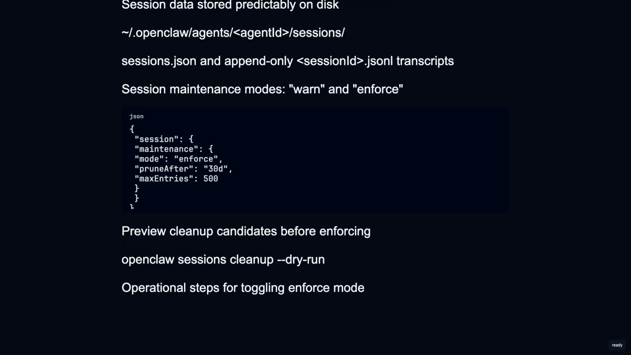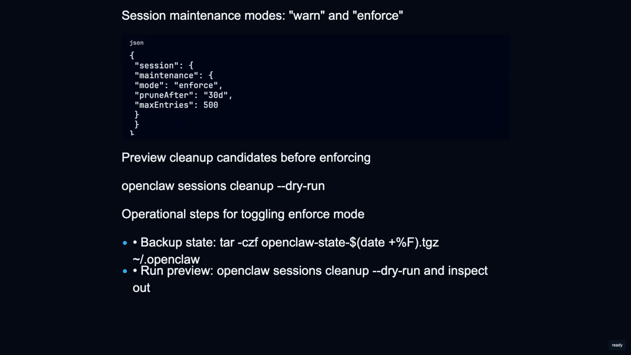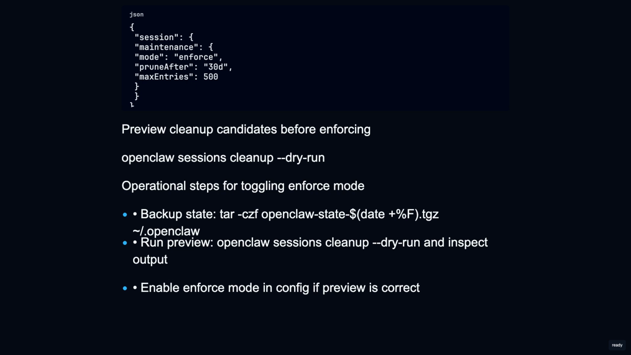When switching to Enforce mode, follow a careful process to avoid data loss and ensure smooth operation. First, create a backup of your OpenCLAW state. This protects you in case cleanup removes important data. Next, run the dry run cleanup and carefully review which sessions are marked for removal. If the dry run results look good, update your configuration to set maintenance mode to Enforce to activate automatic pruning.